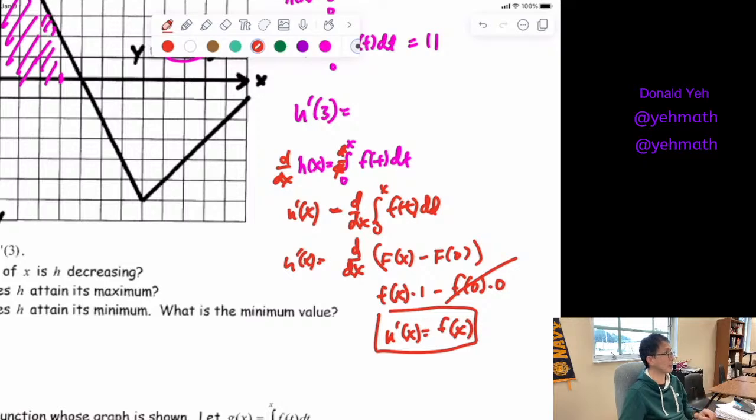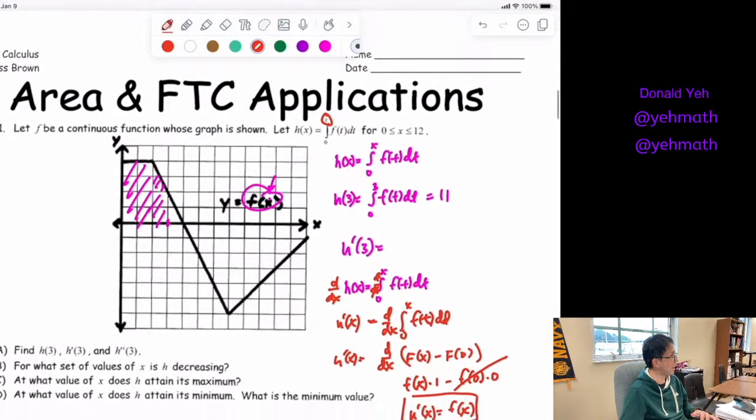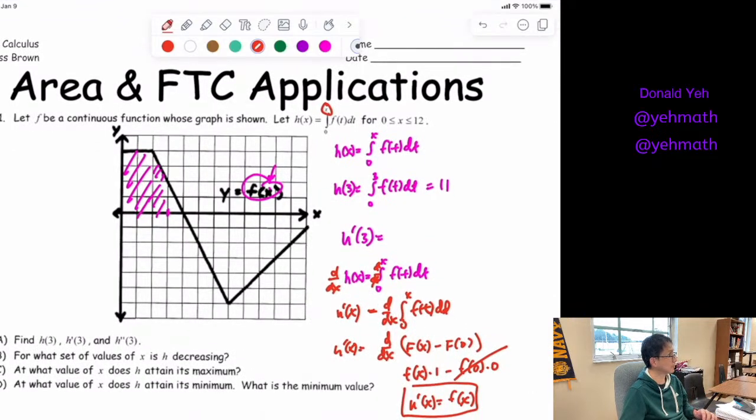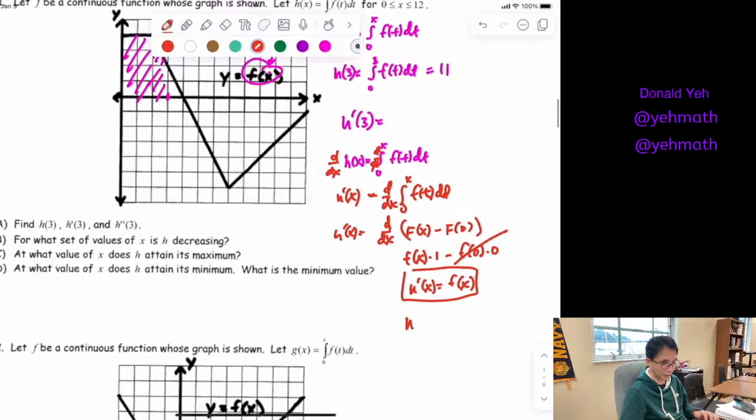Just like what Julissa says, when you have an x right here as an expression, they will always find a way to ask you what's the derivative of this. So if they say h double prime, is it similar? What do you think h double prime is?